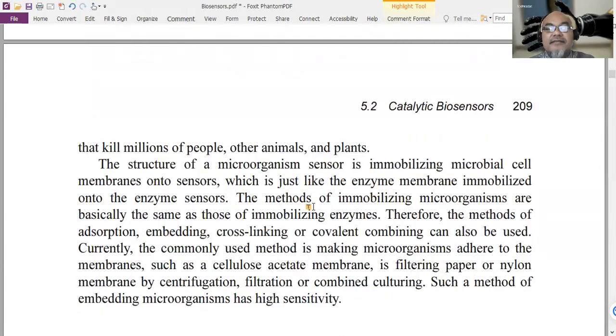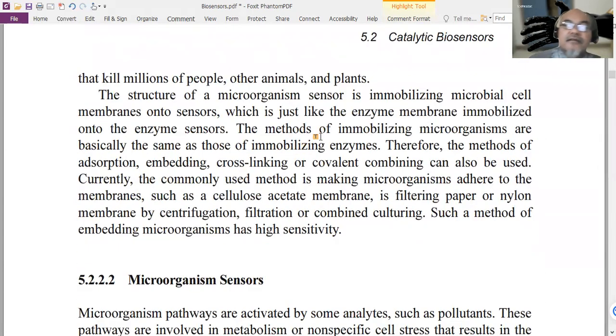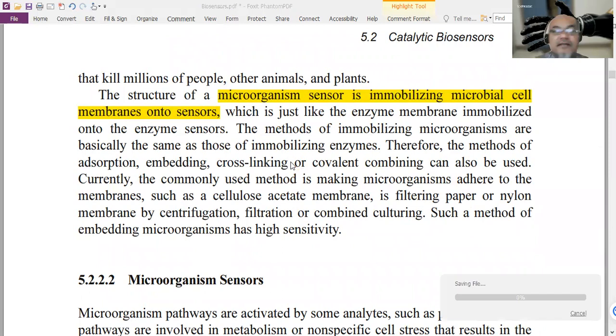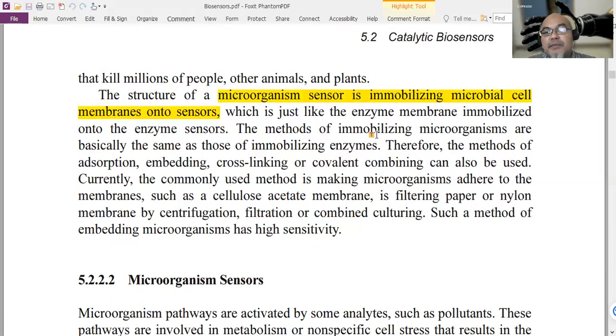Okay, then in a microorganism sensor, we usually immobilize the microbial cell membranes onto the sensor, just like the enzyme membrane immobilized onto the enzyme sensor.